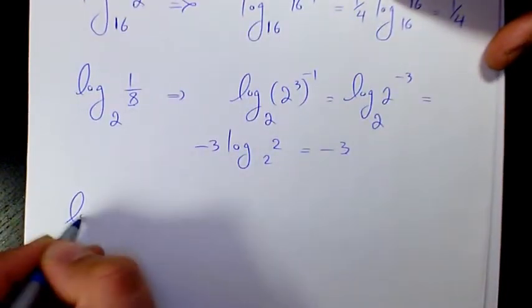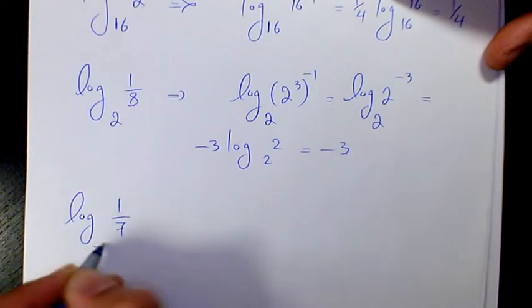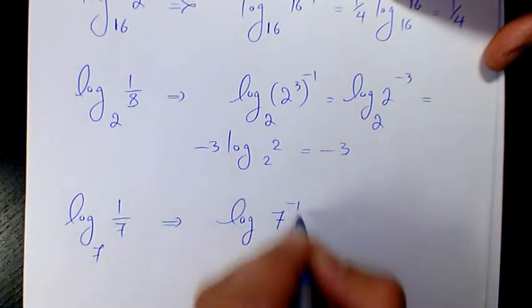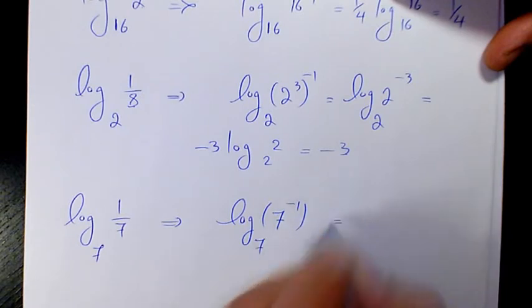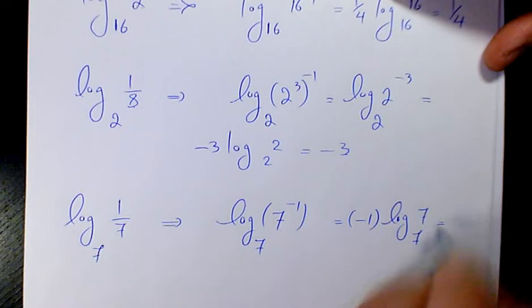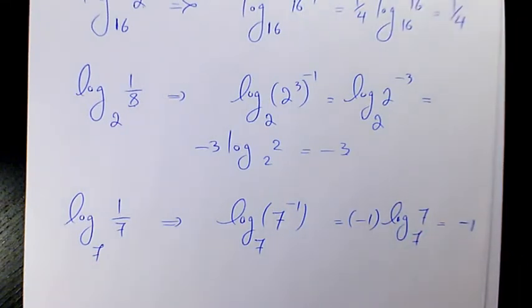Next example, log 1 over 7 base 7. 1 over 7 is 7 to the power of negative 1, which is going to be negative 1 times log 7 base 7. That's 1. Negative 1 times 1 is going to be negative 1.